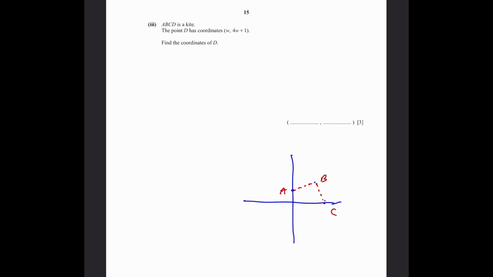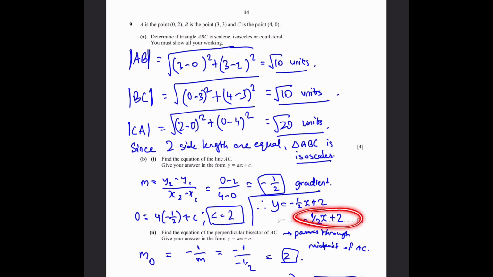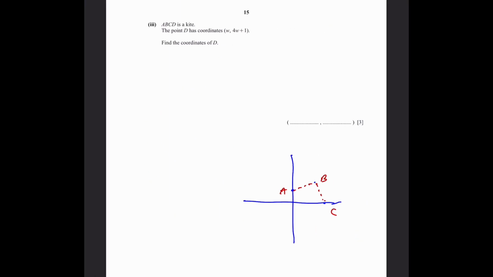Well, the one thing we need to know is that for a kite, the diagonals intersect at a right angle. Why is this so important? Because this AC is a line we found in part 1 of this question. Minus half x plus 2 is the y. And we also know that the perpendicular bisector of this line is at a 90-degree angle to the line AC. Since it is perpendicular, of course, therefore the point D will lie on this perpendicular bisector line.